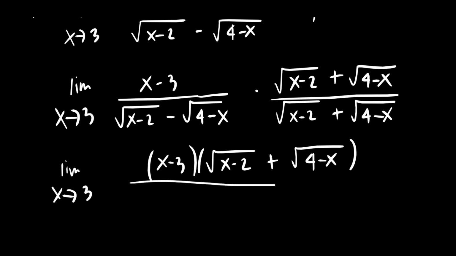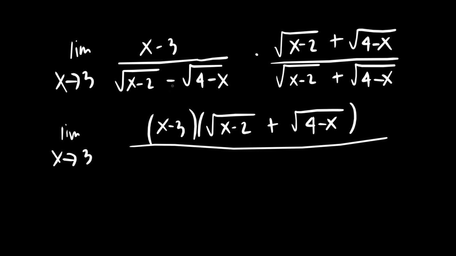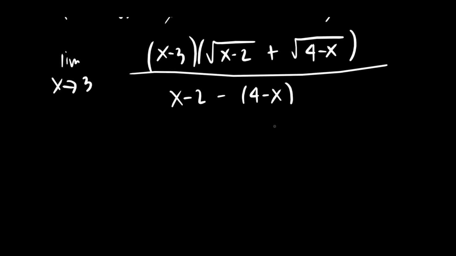All over, so these have opposite signs and they have the same terms. So it is a difference of two squares. So the square roots will be cancelled. So we'll have x minus 2 minus (4 minus x), right? So we'll have further simplification. So the limit as x approaches 3.